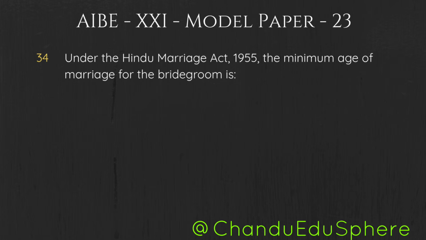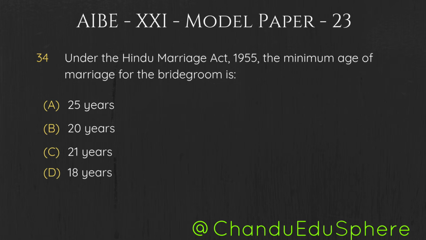Under the Hindu Marriage Act 1955, the minimum age of marriage for the bridegroom is 21 years. Section 5(3) of the Hindu Marriage Act 1955 prescribes the minimum age of 21 years for the bridegroom and 18 years for the bride at the time of marriage.